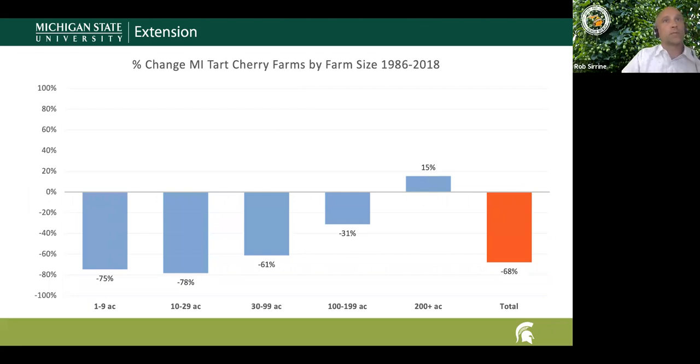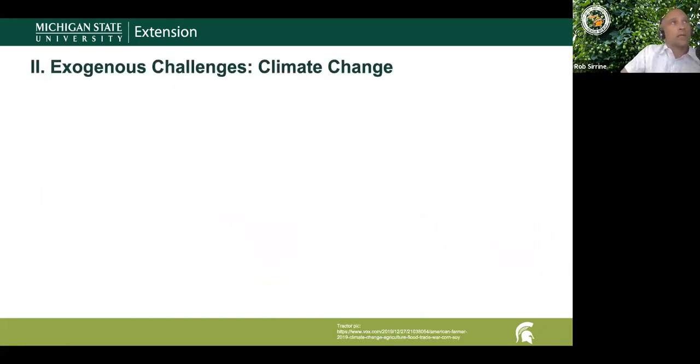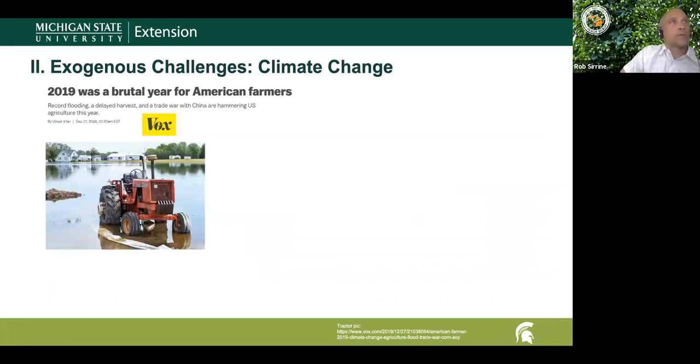From 1986 to 2018, the number of cherry farms has dropped off dramatically, or the percent change. You can see overall 68% down, a little bit of an increase in larger scale farms. So there is some consolidation happening, but for the most part, we're not seeing those small or mid-scale cherry farms anymore. And I'll get into this just a little bit before I hand it over to our panelists.